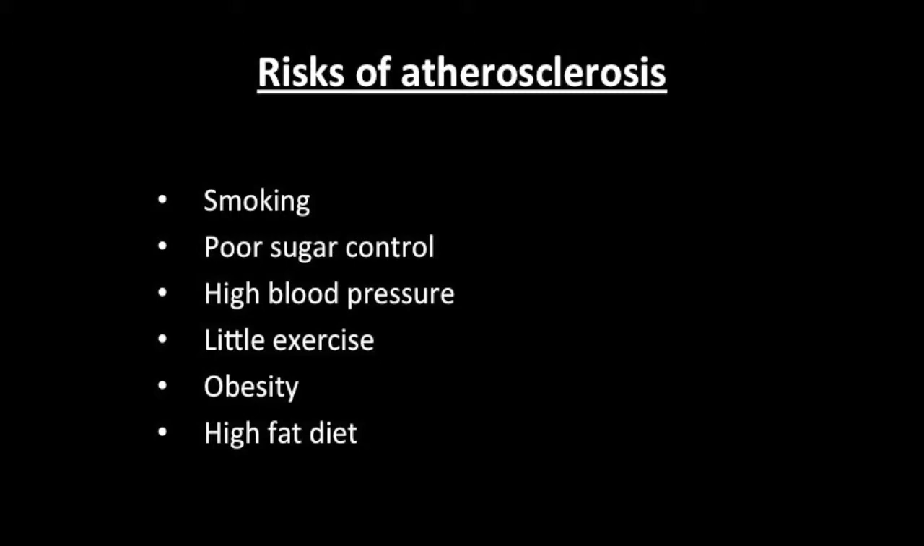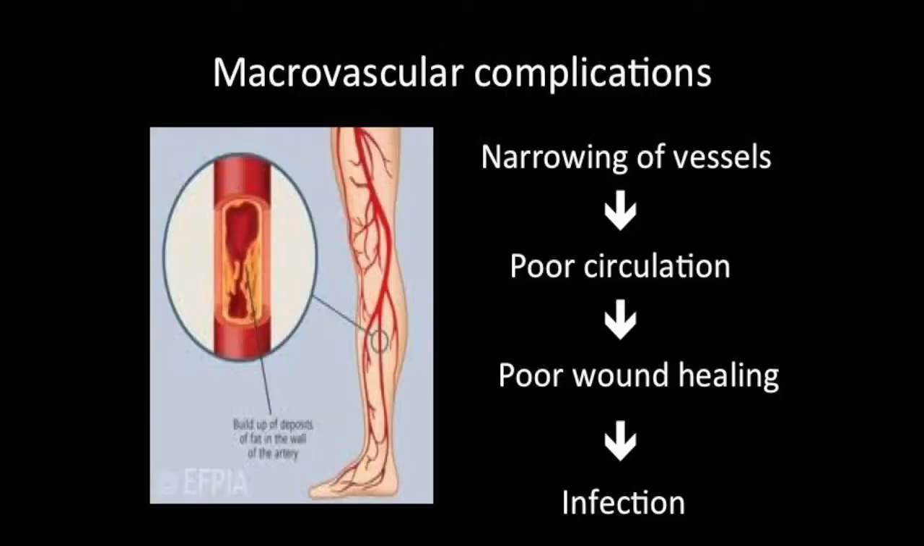So let's see the risks of atherosclerosis. Smoking, poor sugar control, high blood pressure, doing very little exercise, obesity, and having a high fat diet increase your risk of atherosclerosis. Peripheral vascular disease is one of the major complications of diabetes. Peripheral vascular disease occurs when there is narrowing of blood vessels supplying the legs due to atherosclerosis. This leads to poor circulation to the muscles and skin in the legs and feet.